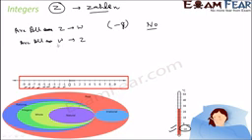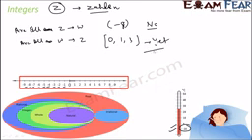Let's take this one. Are all whole numbers integers? Let's take any whole number. Whole numbers are 0, plus 1, 3. All these numbers, if you see, are actually integers. So all these whole numbers or natural numbers will actually be integers. But all the integers may not be whole numbers or natural numbers, because these are negative numbers: minus 1, minus 2, minus 3, minus 4. All these are integers, but they are not whole numbers or natural numbers.